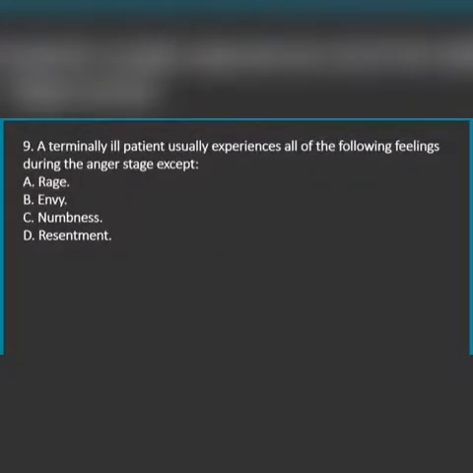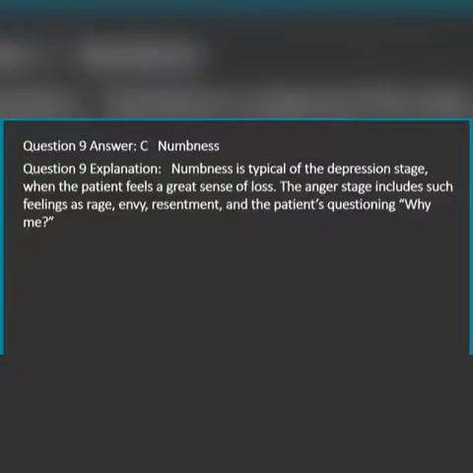Question 9. A terminally ill patient usually experiences all of the following feelings during the anger stage except: A. Rage. B. Envy. C. Numbness. D. Resentment. Question 9. Answer: C. Numbness. Question 9. Explanation: Numbness is typical of the depression stage, when the patient feels a great sense of loss. The anger stage includes such feelings as rage, envy, resentment, and the patient's questioning "why me?"